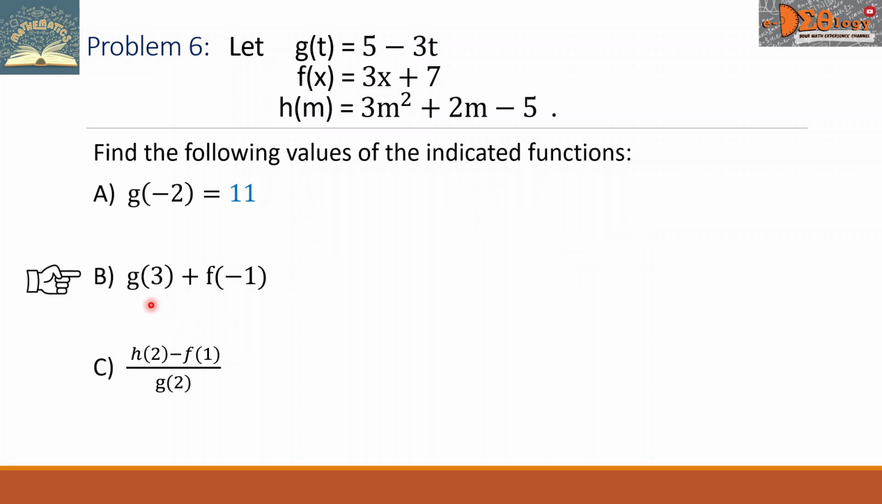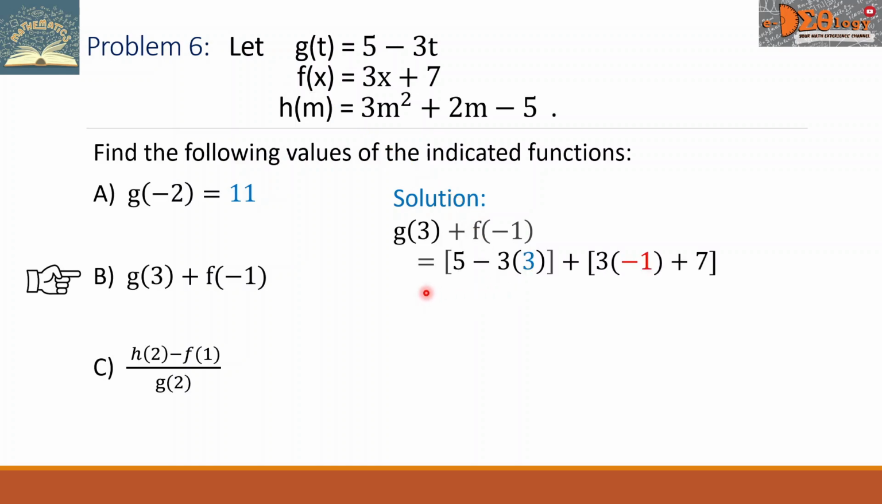Letter B. G of 3 plus f of negative 1. The g of 3, we will use the g function, while the f of negative 1, we will use the f of x function. So, we have g of 3 is 5 minus 3 times 3 plus the f of negative 1. So, we have 3x now is 3 times negative 1, then plus 7.